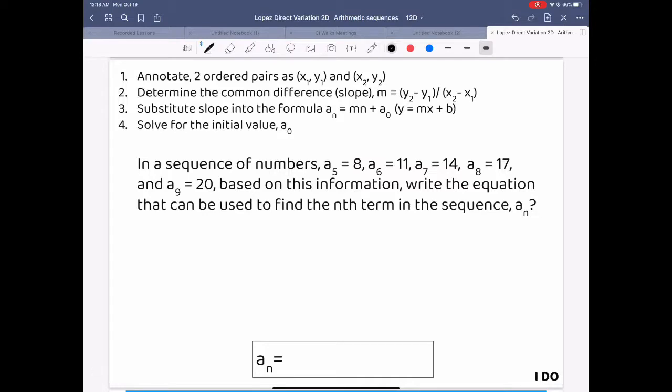Alright guys, so now we're talking about the sequences. These are basically not going to be proportional. There is going to be a rate of change. There is going to be a slope. So these will have an m, which is similar to the k, but these do have an initial value of a number other than 0.